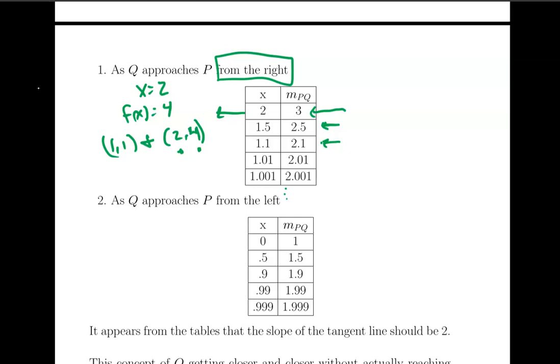We can also approach from the left, same sort of idea. So from the left, x values are below 1. So if x is 0, f of x is also 0, so the slope is 1. If x is 0.5, then f of x is 0.5 squared, or 1/4, and the slope would be 1.5. So you can see, again, you can play this game for as long as you want, but it seems like the closer x gets to 1 from the left, the closer the slope gets to 2. So it seems reasonable that the tangent line slope should be 2.